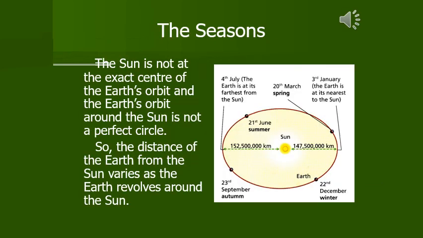So now we have seen about the equinox and solstice here. Now how the seasons are coming to us. If you observe in the picture, on 4th July and 3rd January, the earth is at its nearest to the sun on 3rd January. If you observe 4th July, the earth is at its farthest from the sun. So the sun is not at the exact center of the earth's orbit, and the earth's orbit around the sun is not a perfect circle. So the distance of the earth from the sun varies as the earth revolves around the sun.